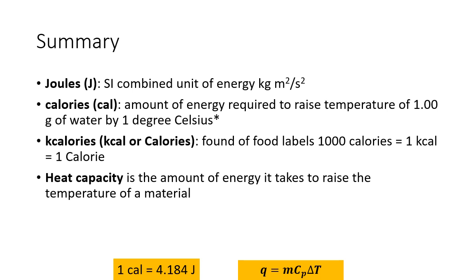Heat capacity is the amount of energy it takes to raise the temperature of a material, and we have a relationship between calories and joules given by 1 calorie equal to 4.184 joules. And also that Q, heat, is equal to mass or moles, M, times molar heat capacity or specific heat times delta T. Delta T is final minus initial, and always make your units match when you're using this type of equation.